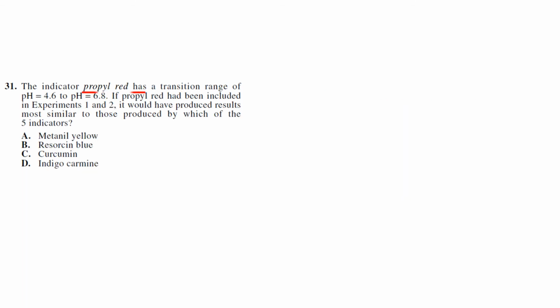The indicator propyl red, and notice that's in italics, and ACT will put things in italics in the question if it's new information, has a transition range of pH 4.6 to 6.8. If, suppose, why question, you're going to have to think about it. If propyl red had been included in experiments 1 and 2, it would have produced results most similar to those produced by which of the 5 indicators, and really just 4 because we only have 4 choices.